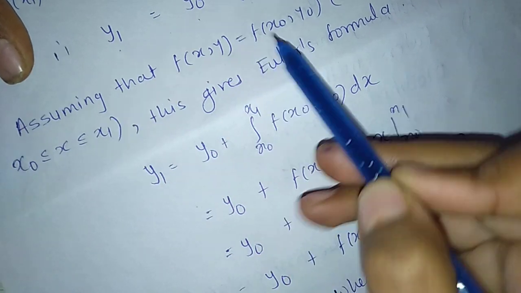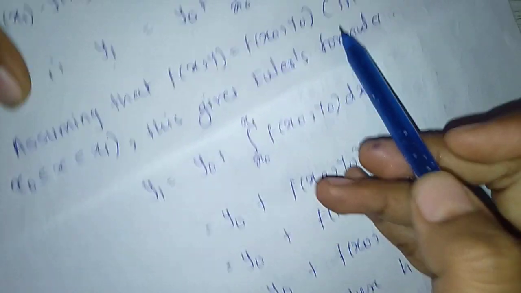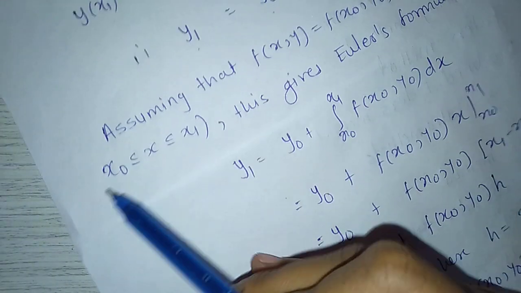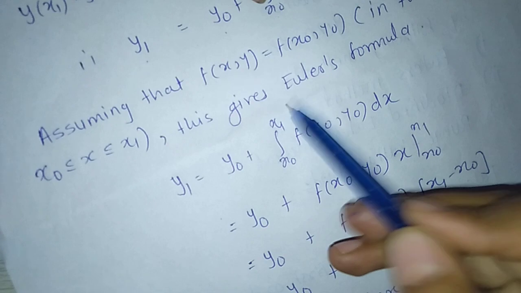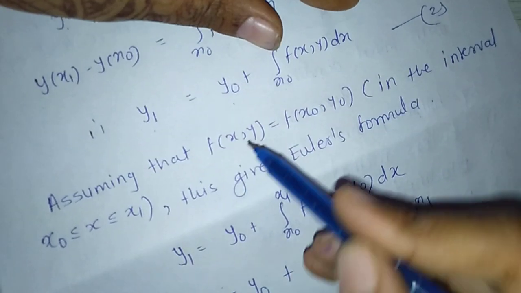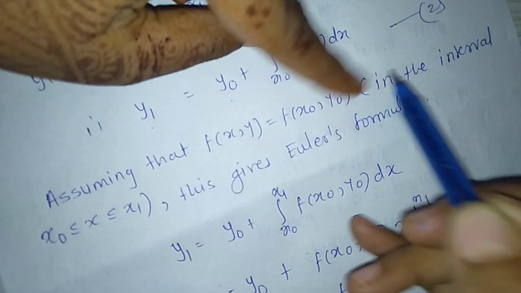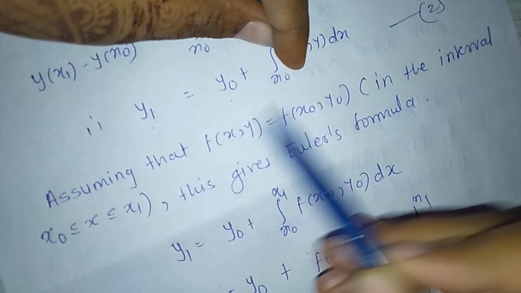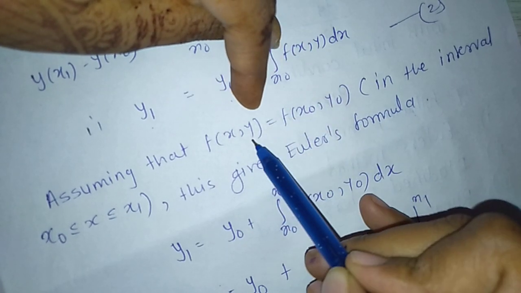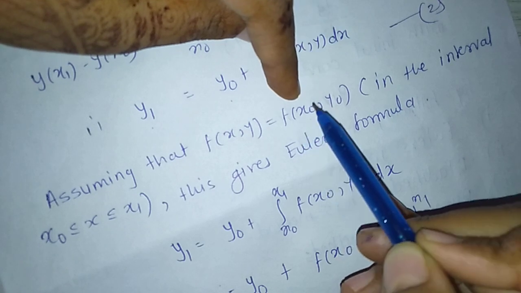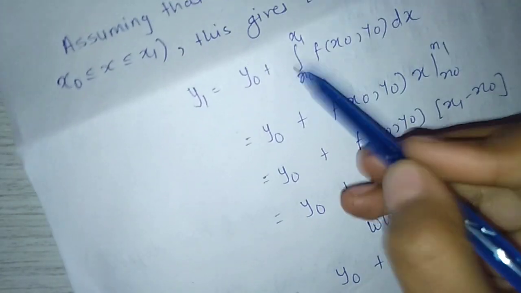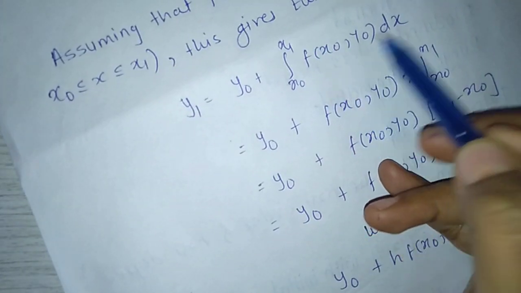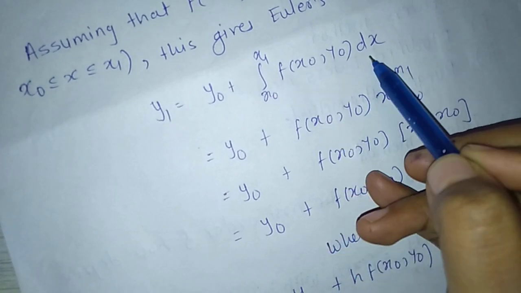Assuming that f of x, y equal to f of x0, y0 in the interval x0 less equal x less equal x1, this gives Euler's formula. Here f of x, y equal to f of x0, y0 means in f of x, y put x equal to x0 and y equal to y0. After putting x0, y0 we get a constant value, means here y1 equal to y0 plus integration x0 to x1 f of x0, y0 dx. This is the constant value.